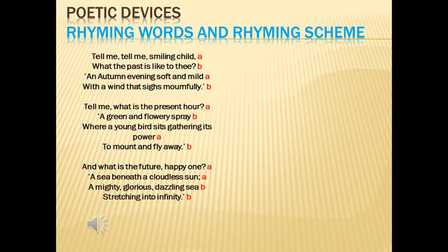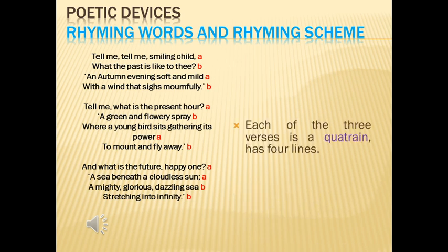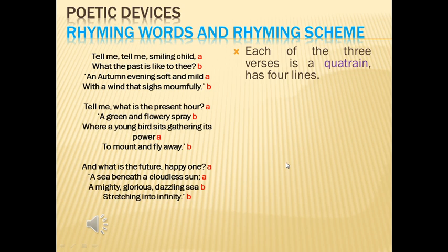To begin with, let's discuss the rhyming words in this poem, and along with the rhyming words, let's find out the rhyming scheme. If you observe the poem, you will find that there are 3 stanzas in this poem, or we can also say that there are 3 verses, and each verse is made up of 4 lines. We say that this poem is a quatrain. Quatrain means having 4 lines. So our poem Past, Present and Future is a quatrain. We have got 3 verses and each verse is a quatrain.